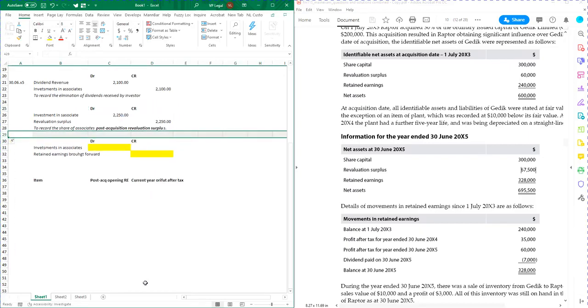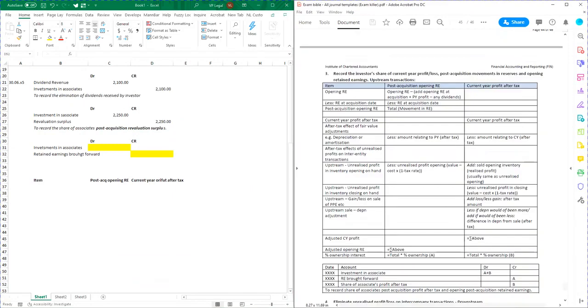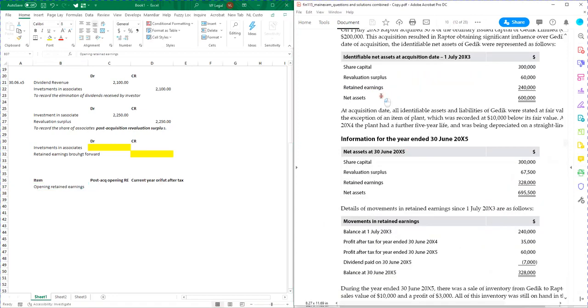Okay, so let's go back to our exam Bible template. This is to record the investor's share of current year profit and loss, post-acquisition movements and reserves, and opening retained earnings. So the few things we're going to need is opening retained earnings, which in the exam would be, keep in mind we only want the post-acquisition component.